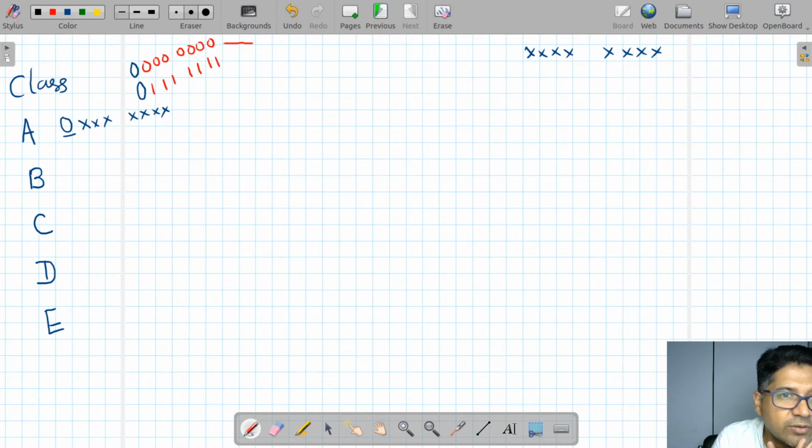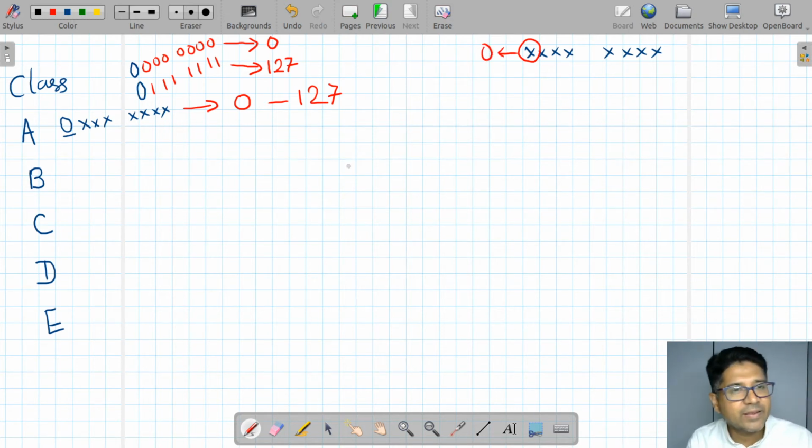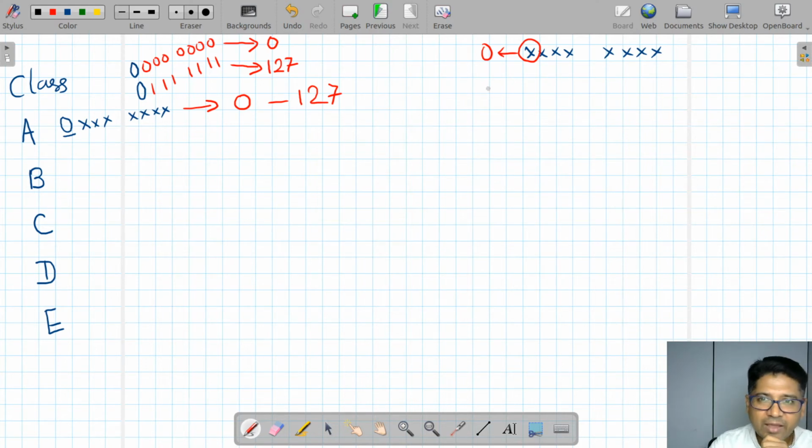So what is the value of this? 0. And what is the value of this? Because 127, this position is 128. One's complement of 128, 127. Agree? Yes, sir. So class A belongs to 0 to 127. What is the technique? The first bit is always kept as 0. Clear? Yes, sir.